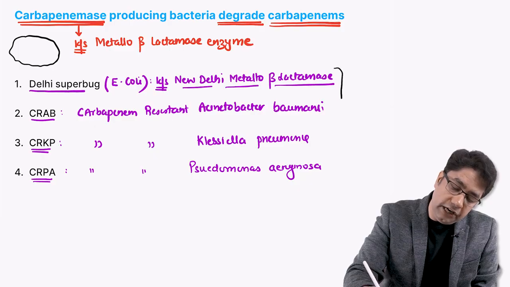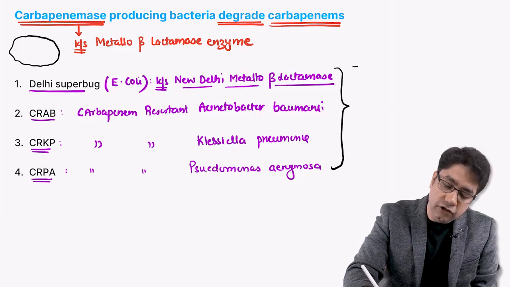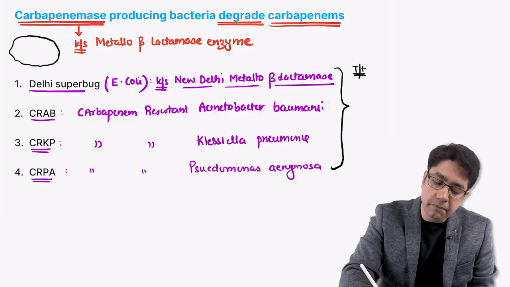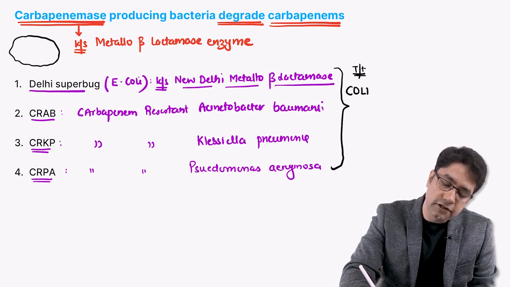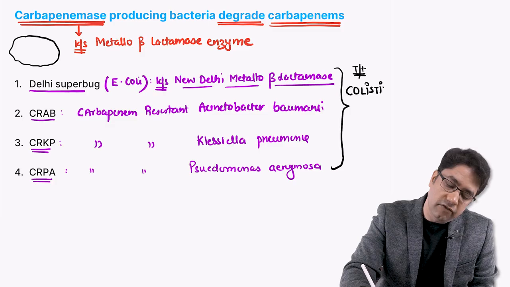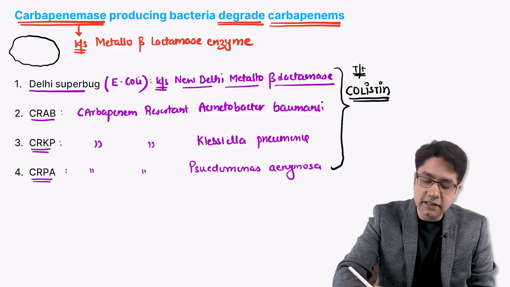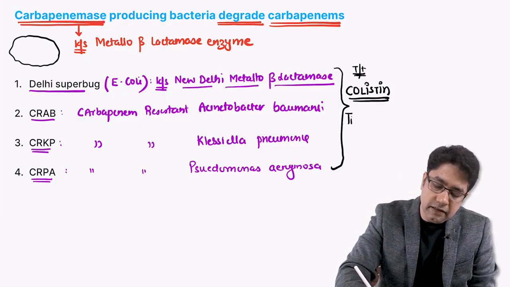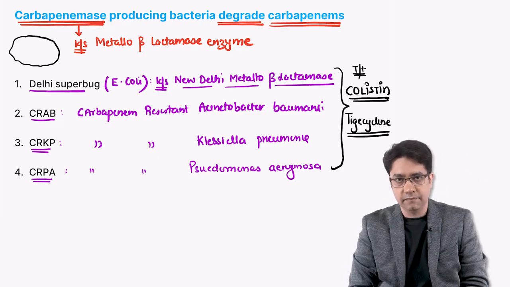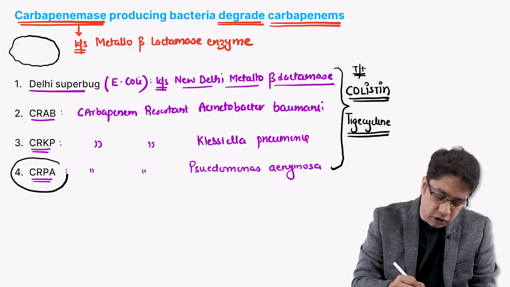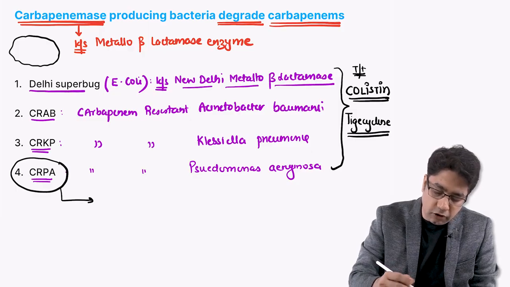Sir, how to treat these bacteria like Delhi superbug, Acinetobacter, CRAB bacteria? Treatment is give colistin. So we can give colistin as a drug of choice. But apart from colistin, another drug which we can remember is tigecycline. But for Pseudomonas aeruginosa, we have one more drug.